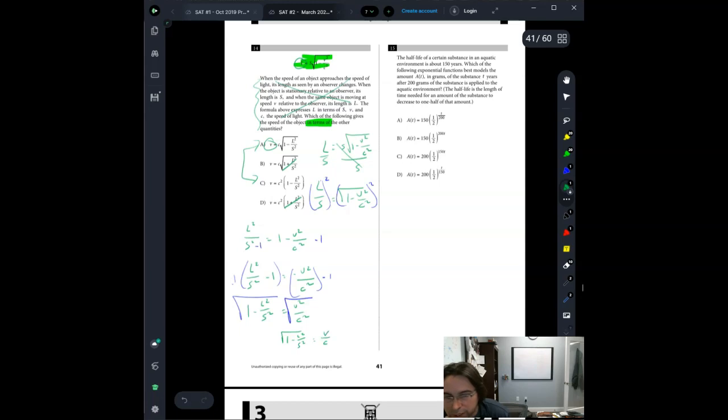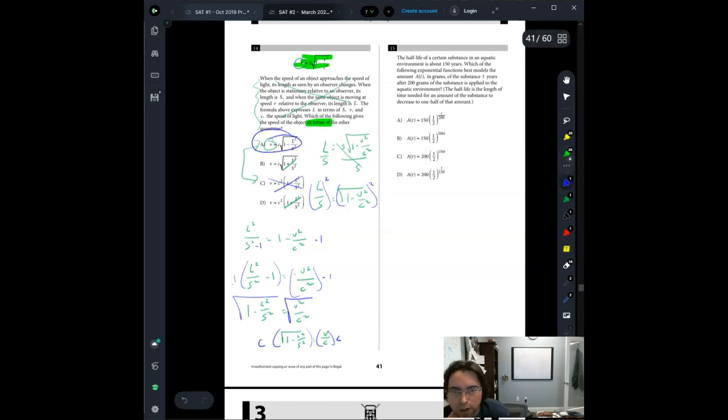V over C. And now lastly, what we have to do is multiply by C and multiply by C. And so what you'll see is that A is the answer choice here, not C. Well, one, we knew after we take the square root of those terms, I knew it was A.